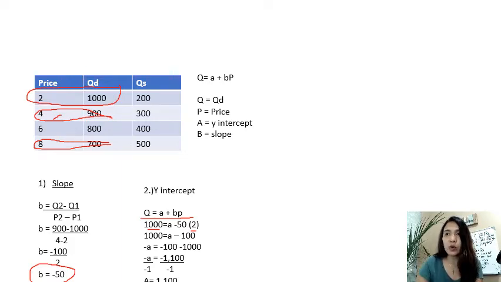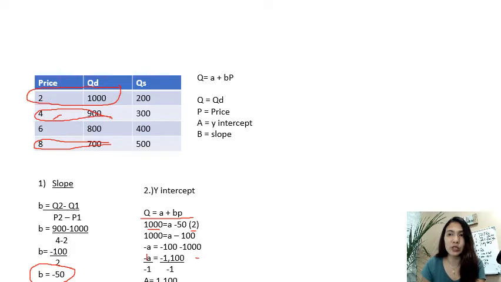So 1000 is equal to A minus 50 times 2. So 1000 is equal to A minus 100. And if we transpose A to the other side, it will become negative A, and your 100 will remain as is, negative 100. But if we transpose 1000 to the right side, it will become negative 1000. So you have negative A now is equal to negative 1100. To get a positive value for A, we have to divide both sides by negative 1, because we know that the coefficient of negative A is negative 1. So you have now A is equal to positive 1100.